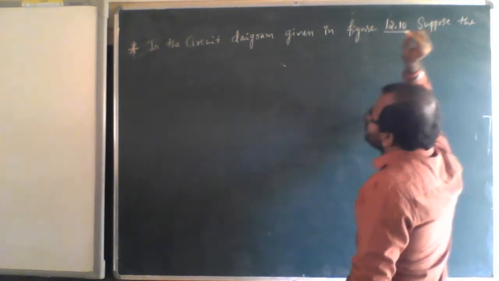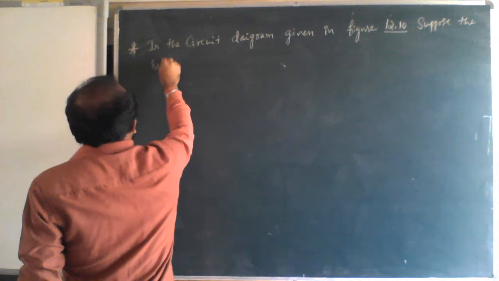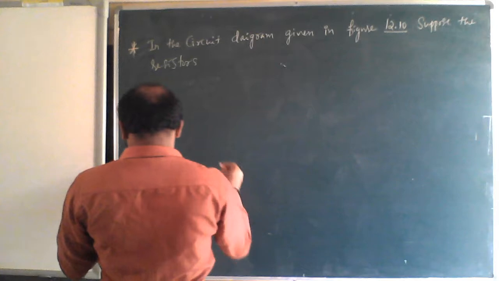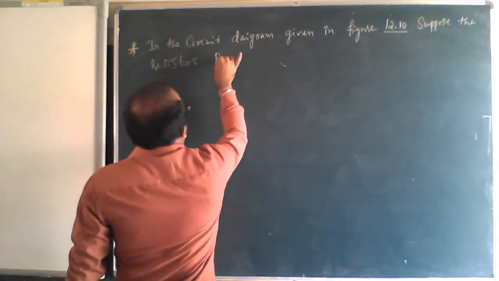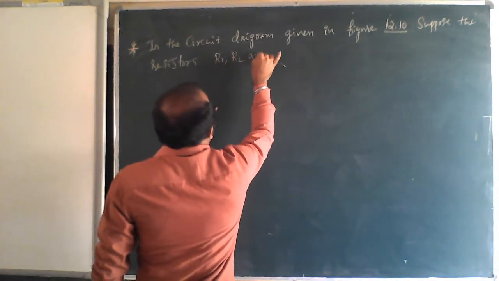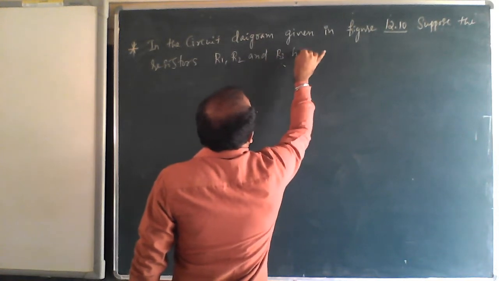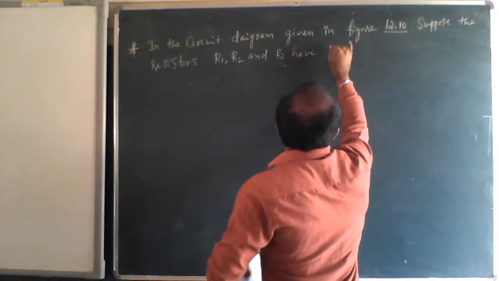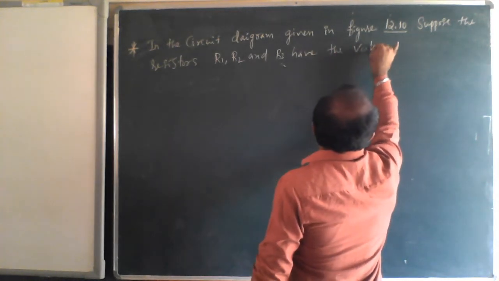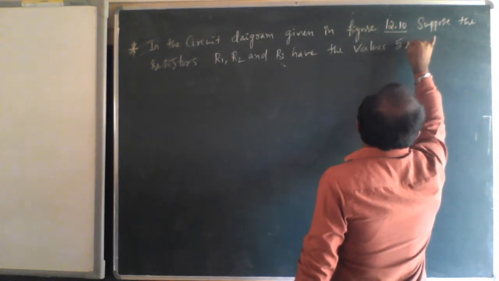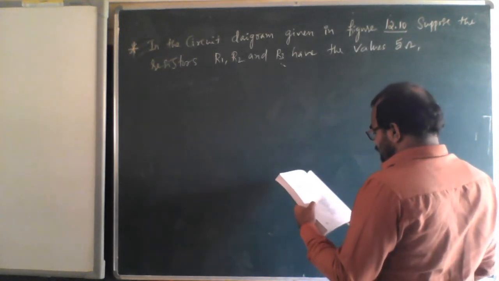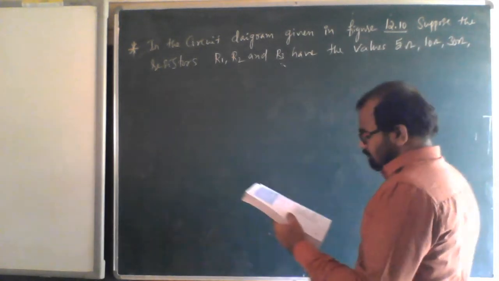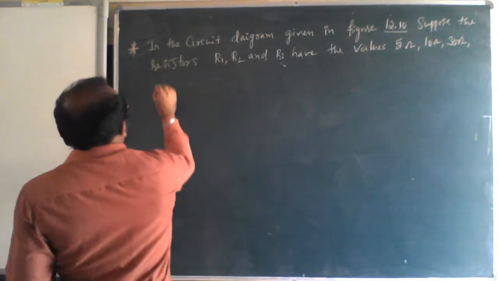Suppose the resistors R1, R2 and R3 have the values 5 ohm, 10 ohm, 30 ohm respectively.